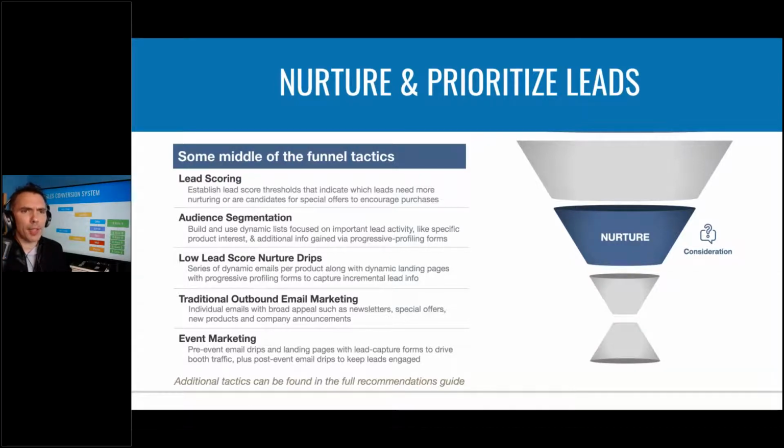Again, the audience segmentation, low lead score nurture drips. So this is a series of emails that you could send to people that aren't taking certain actions. Hey, we sent you this email. You didn't click anything on it. You haven't visited our website in a few weeks. It looks like you're falling off. The message you would send to them would be different than someone who's showing like, yeah, I'm really ready to do something, right? You see how that would be more effective?